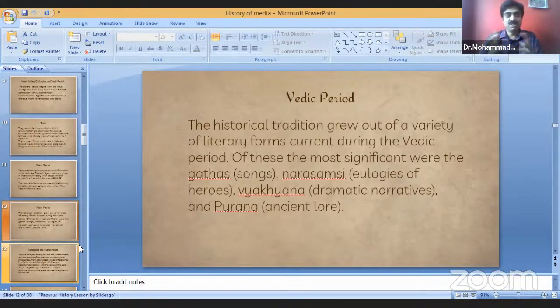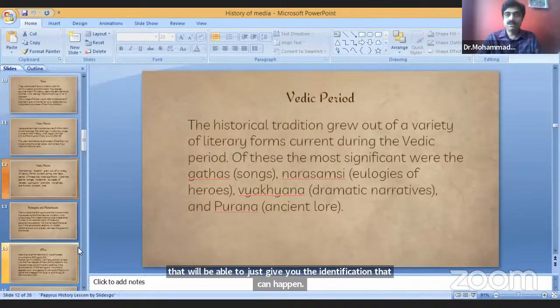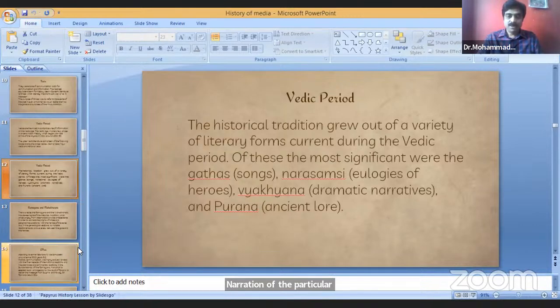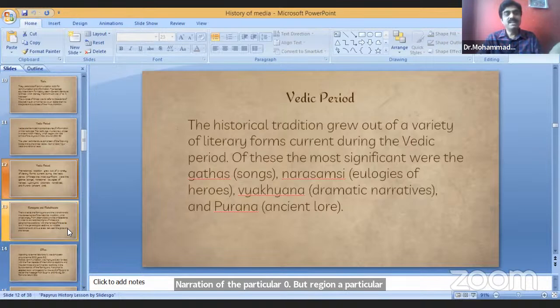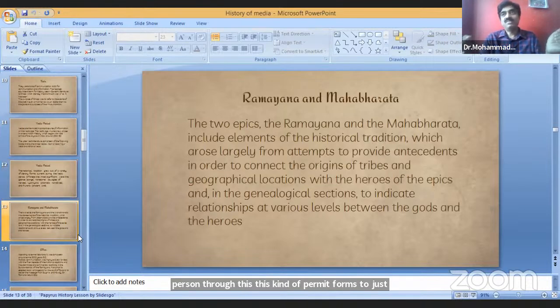We have folk traditions, through which there will be Tamasha. And also, over a period of time, Tamasha, Burrakatha, Harikatha, Dastangoi. So different regions have different names. That gives you the identification, the narration of a particular hero, a particular region, a particular person through these forms, to narrate and explore what kind of activities. Next, the two epics.